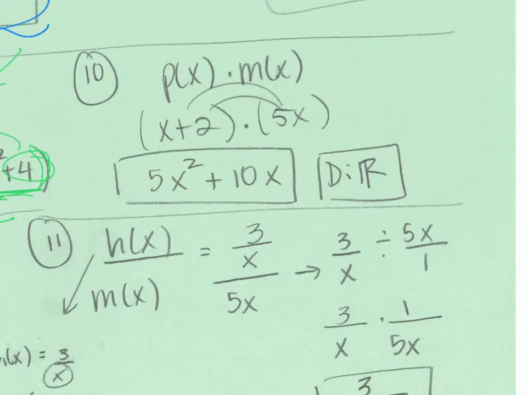For number 10, so p of x, remember when we insert, use parentheses, times 5x. Plus or minus separates parts or terms. Remember, 5x is one term.